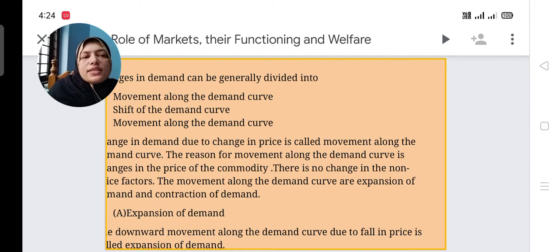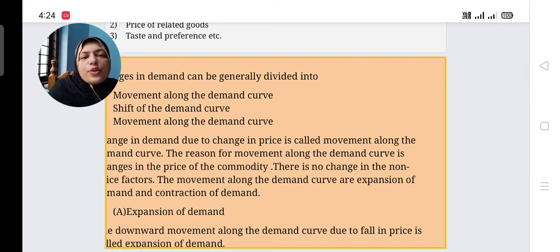Movement along the demand curve is the change in demand due to change in price. The reason for movement along the demand curve is change in price of the commodity only. It does not consider changes in the non-price factors. Consider only change in price. There is no change in non-price factors. The movements along the demand curve are expansion of demand and contraction of demand.